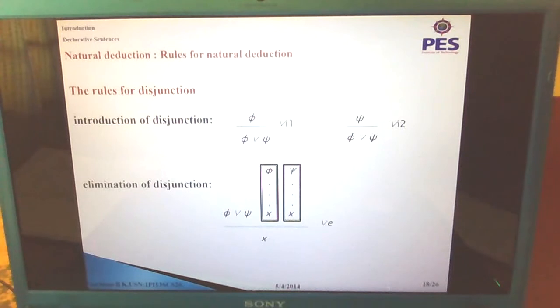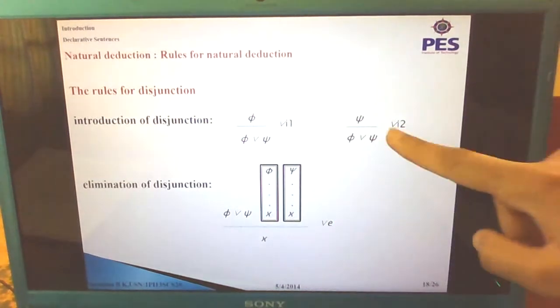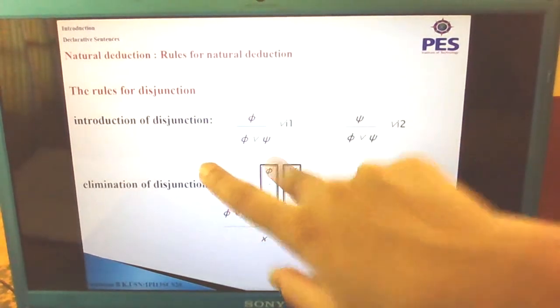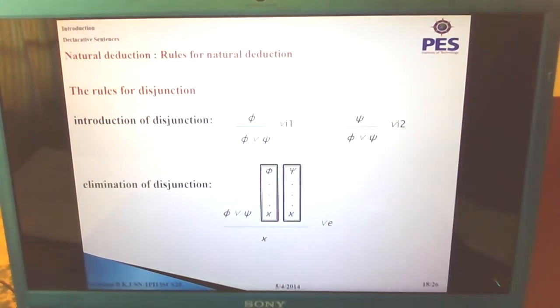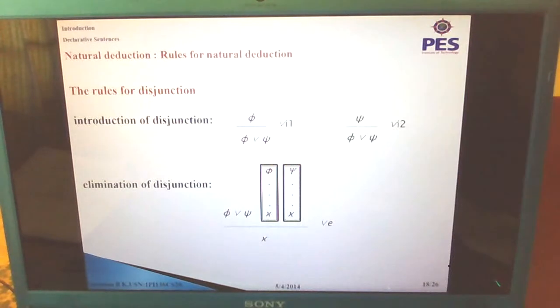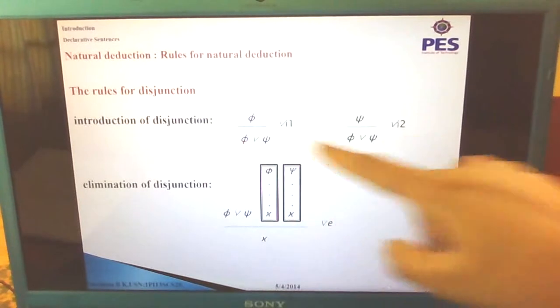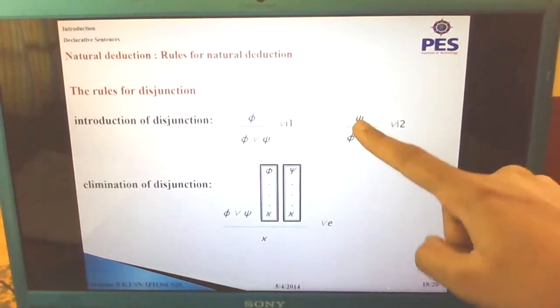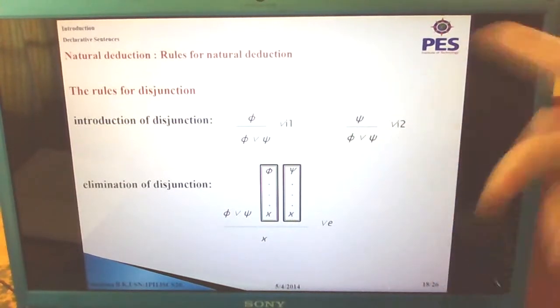The rule for disjunction. Introduction of a disjunction. This is the formula we are introducing. These are the two formulas for introducing the disjunction. Here we have one valid premise phi. This phi being true means that with any other premise it is going to be true only. For example, suppose we have psi. We can conclude that psi and phi are true.